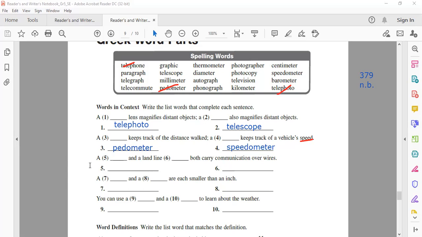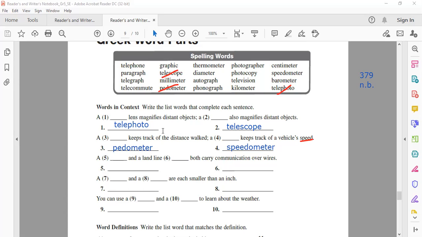Okay, a blank and a landline blank both carry communication over wires. And a landline both carry communication over wires. Something that gives you communication from one place to another, but it needs a wire to make this communication. What is it? Is it paragraph, or is it telegraph, or telecommute, graphic, telescope? Telecommute. Telecommute. Are you sure? No.